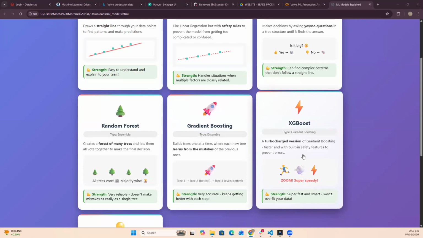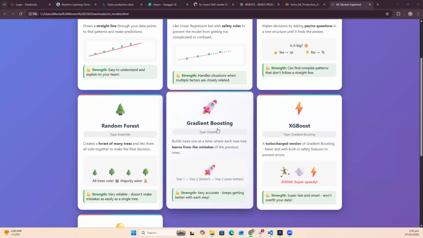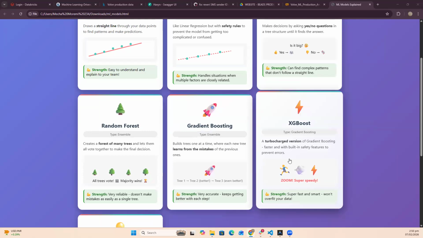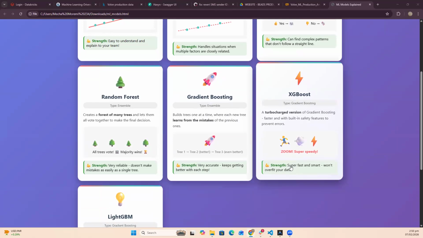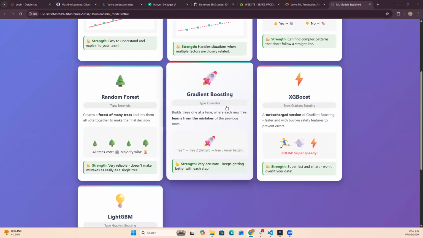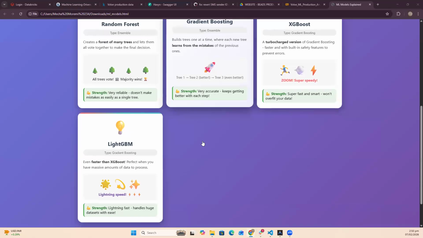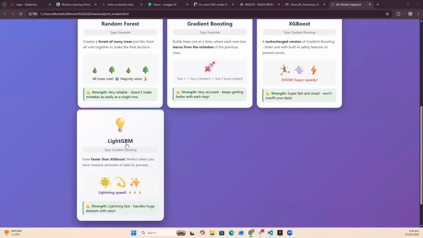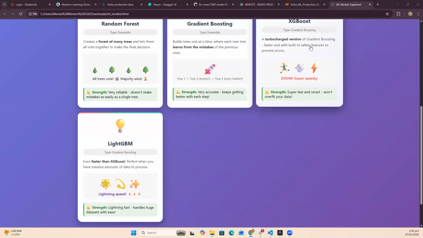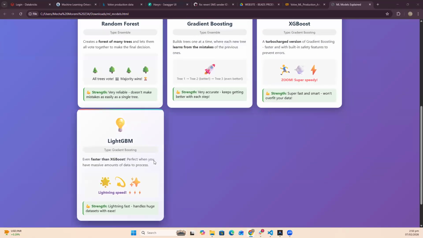All right. And the next one, we have XGBoost. XGBoost is more like gradient boosting, just that it makes it fast. That's all. It makes gradient boosting fast. All right. Same as LightGBM. It's more like an advanced version of XGBoost. That one too makes the training and everything fast. And it's more robust compared to the rest.